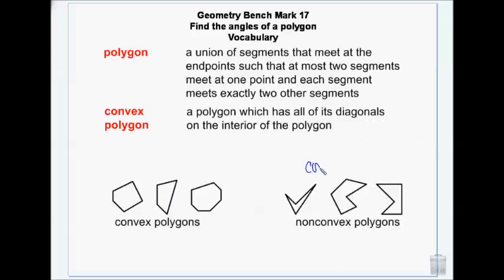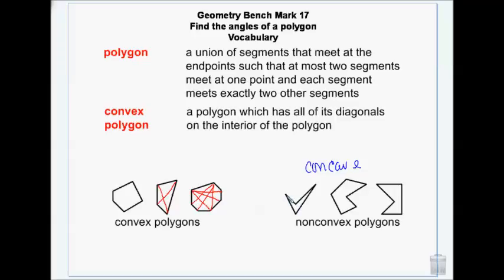Non-convex are also called concave. And if you look at the convex ones, and we talk about the diagonals, see how all of these are on the inside? All the diagonals as we go through are going to be on the inside.